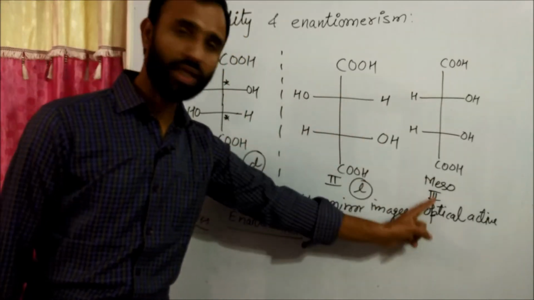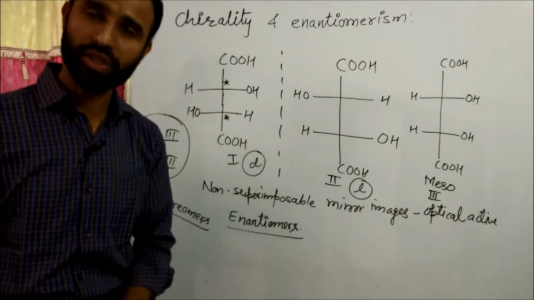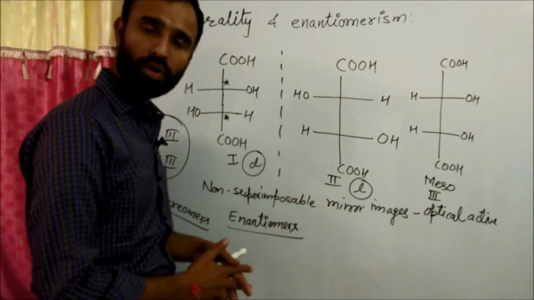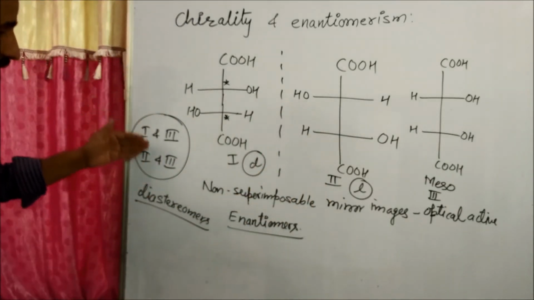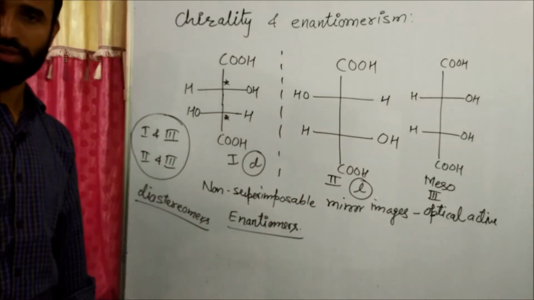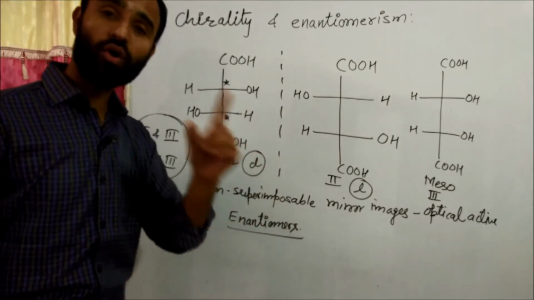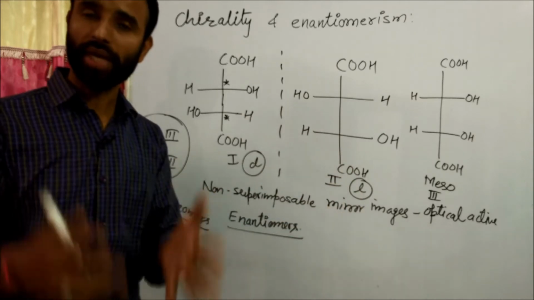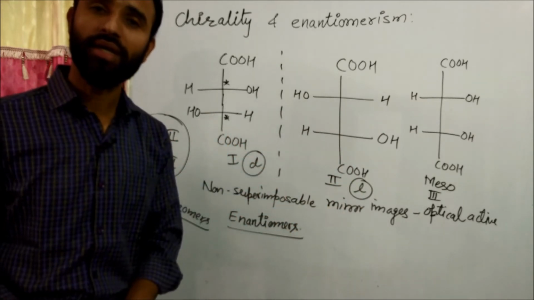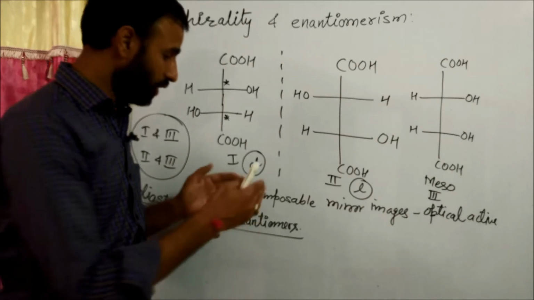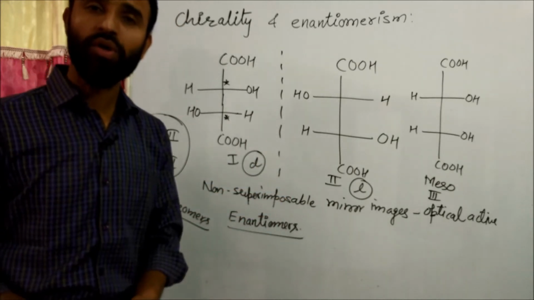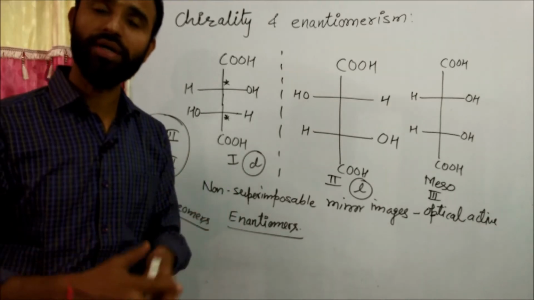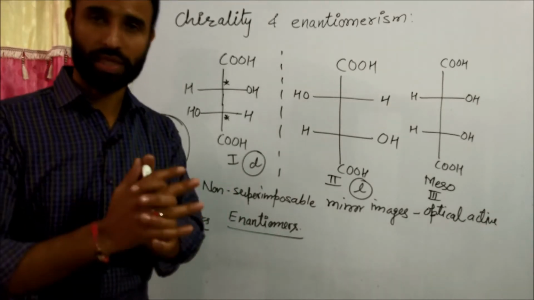Now 1 and 3, there is no mirror image relation, but they are isomers of the same compound. That's why they are known as diastereomers. Enantiomers are always optically active, but diastereomers may or may not be optically active. Enantiomers have the same physical and chemical properties. Diastereomers have different physical properties.